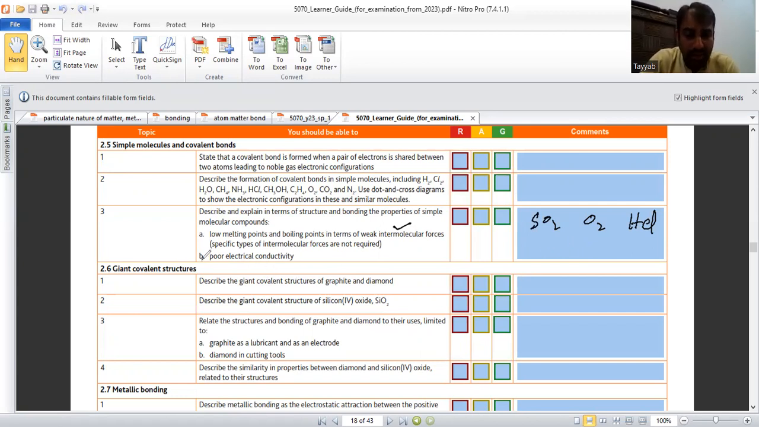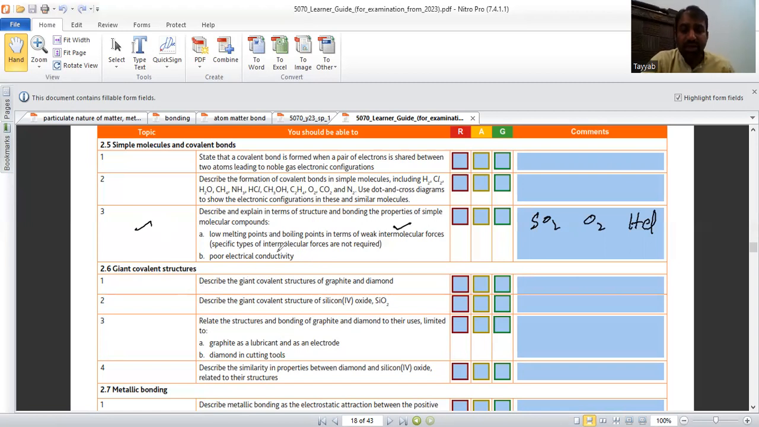Okay, and the next point is poor electrical conductivity. Why are these poor conductors of electricity? No free electron. Some students are used to saying no free electron, no free ions, which means you are not very clear. So in the case of a simple molecular covalent compound, we just say there are no free electrons, no need to say ions. Just free electron.